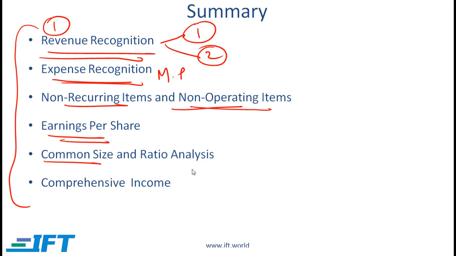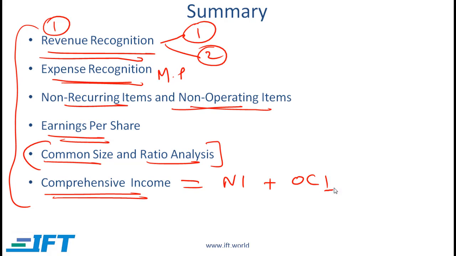Common sized income statements and ratio analysis. These are tools that we use to analyze the income statement. We talked about them briefly here. Later, there will be a reading on the analysis of financial statements, which will cover these items in more detail. And finally, we talked about comprehensive income, which is equal to the net income plus OCI.